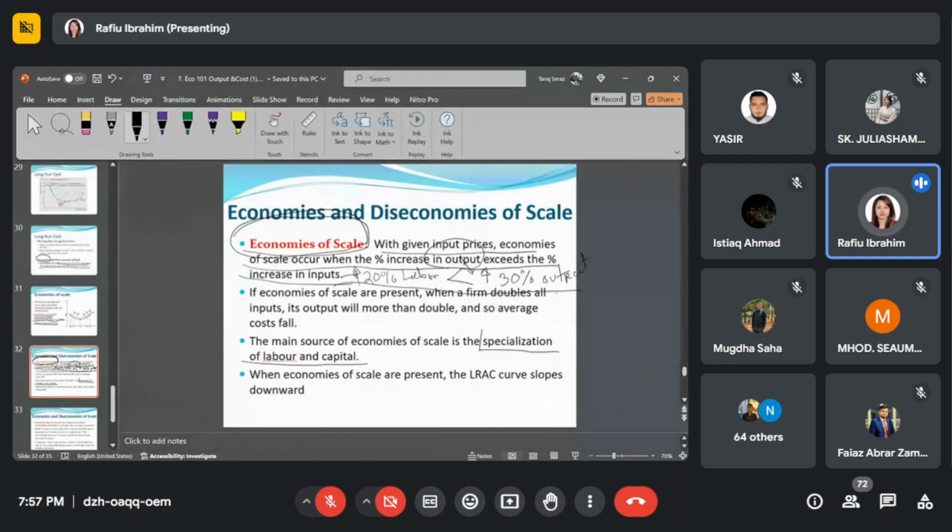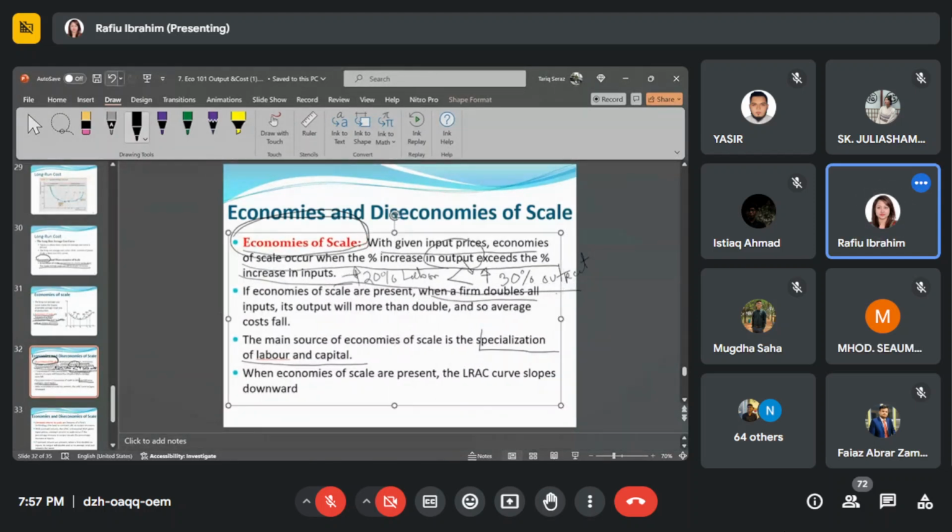Economies of scale, to understand easily, is a situation where the increase in output is greater than the increase in input. Or in other words, when a farm doubles all its inputs, if output increases by more than double, we call it economies of scale. Ask questions.